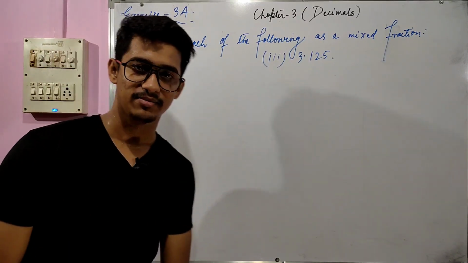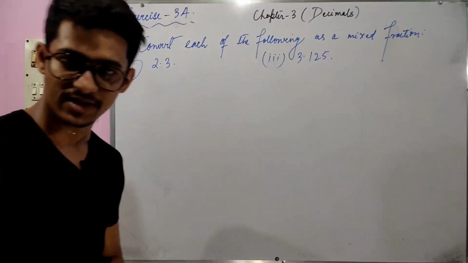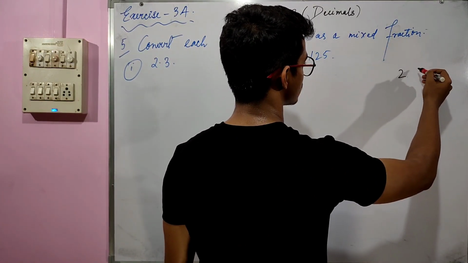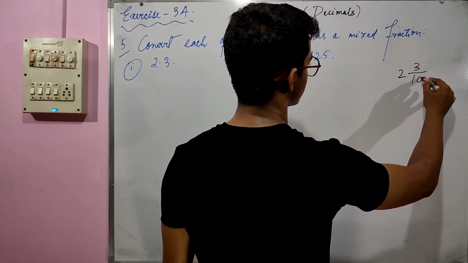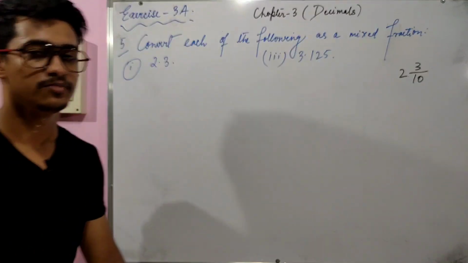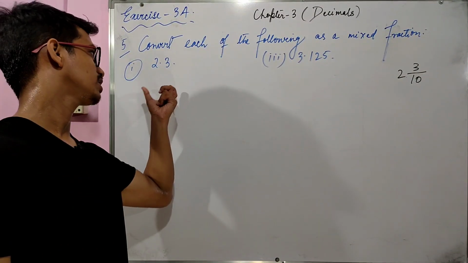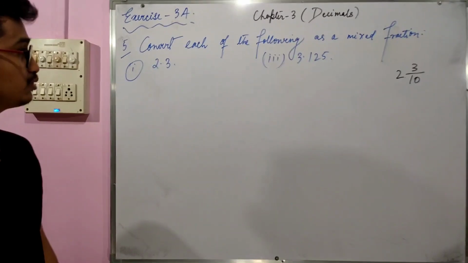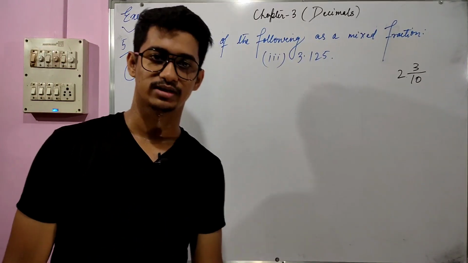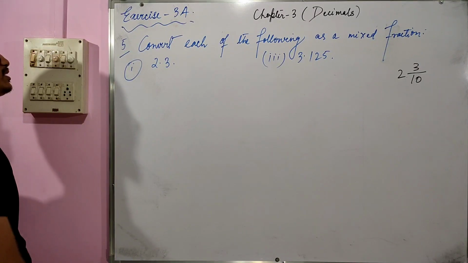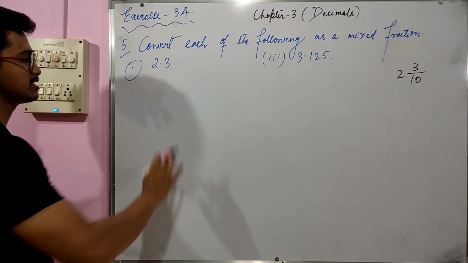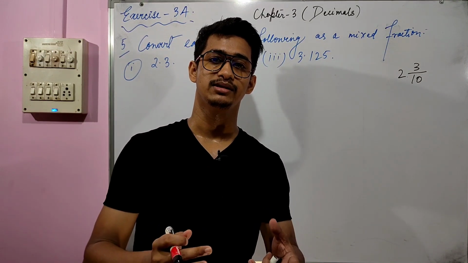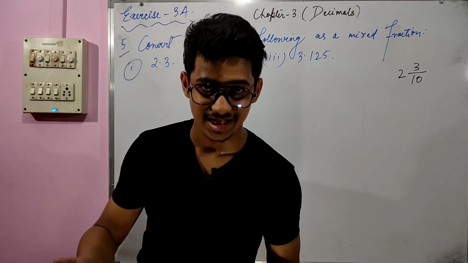Convert each of the following as a mixed fraction, right? What do you mean by mixed fraction? It is where one natural number is there, associated with one proper fraction. That is the example of a mixed fraction. So in that case, we have to convert this number into a mixed fraction. How will you do it? Because we know that a decimal number is a mixture of a natural number and some fraction.